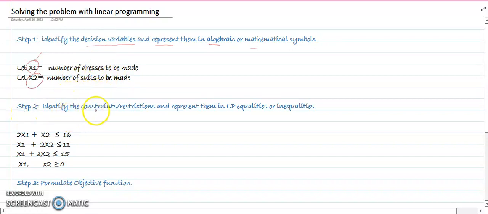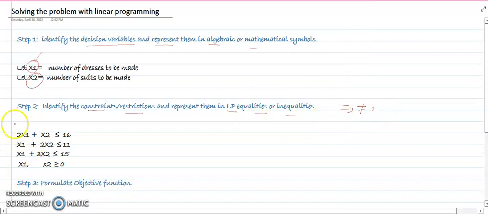Step 2 is that we will identify the constraints or restrictions and represent them as LP equalities or inequalities. It's not necessary every time that they are always equal to. They might be not equal to as well. So we have to identify what kind of equation it's going to be.